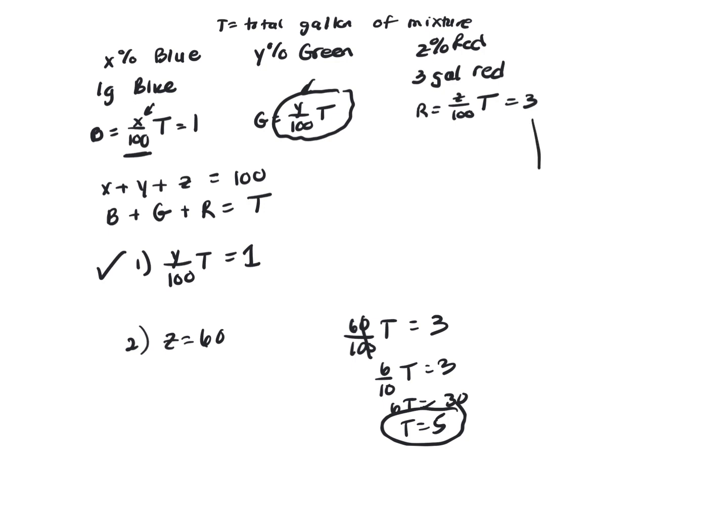And we know there's 3 gallons of red and 1 gallon of blue. So that's 4 gallons. That means you'd have to have 1 gallon of green. So that one also works. Both work independently. So your answer would be D.